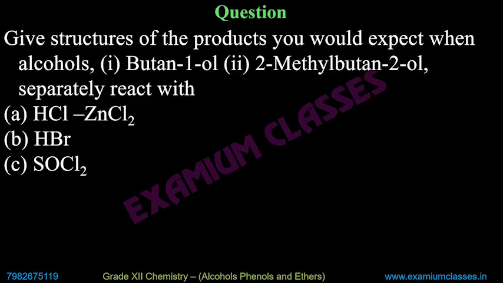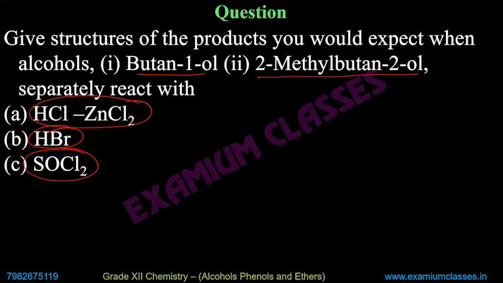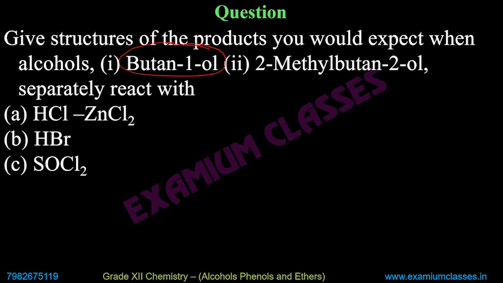Now the question: give structures of the products you would expect when the alcohols butanol and 2-methylbutanol separately react with HCl and zinc chloride, HBr, and SOCl2. It means there are six reactions you have to write. First, you will write the reaction of butanol with all three, and the reaction of 2-methylbutanol with all three.